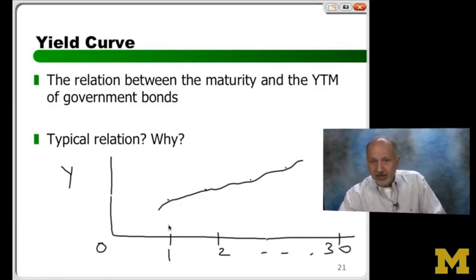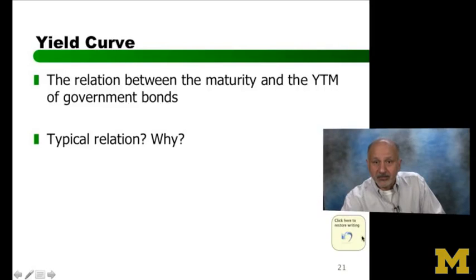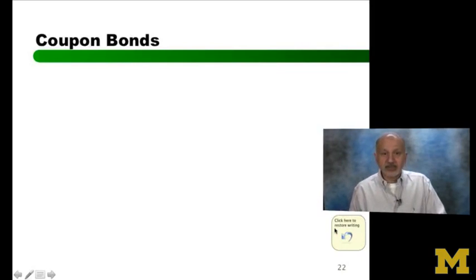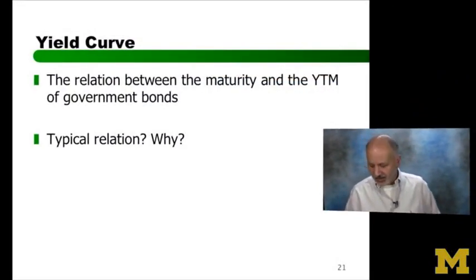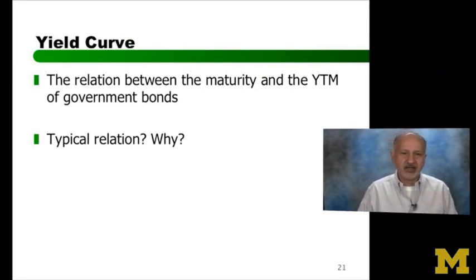And I want to make sure that you get it before we do coupon bonds. So the typical relationship is going up. Why is that? The reason is very straightforward. If you buy a 1-year bond versus a 2-year bond, or compare a 1-year bond with a 10-year bond, whose price is likely to be varying a lot?